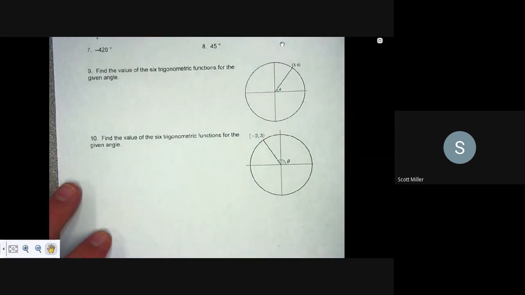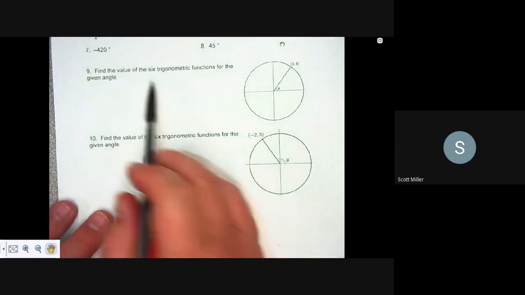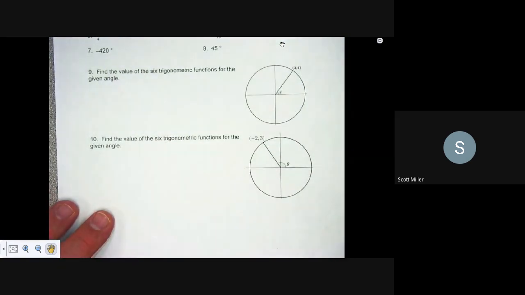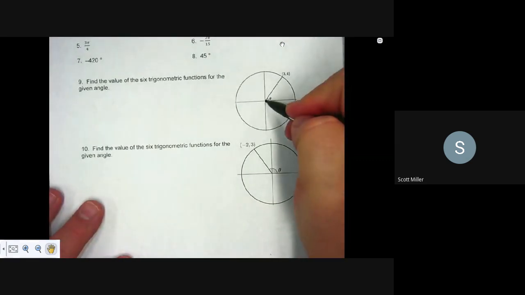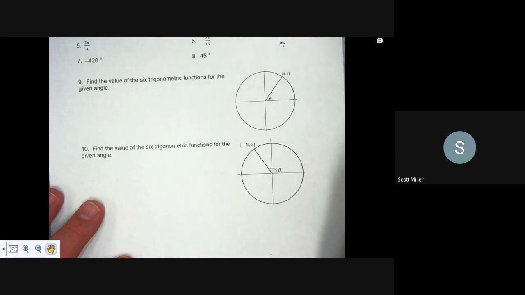The next one here is finding the 6 trig ratios based off of information. The information you're given this time is a picture. Here's the terminal side of an angle that I don't know. But I do know that the point (3, 4) is on the terminal side of this angle.